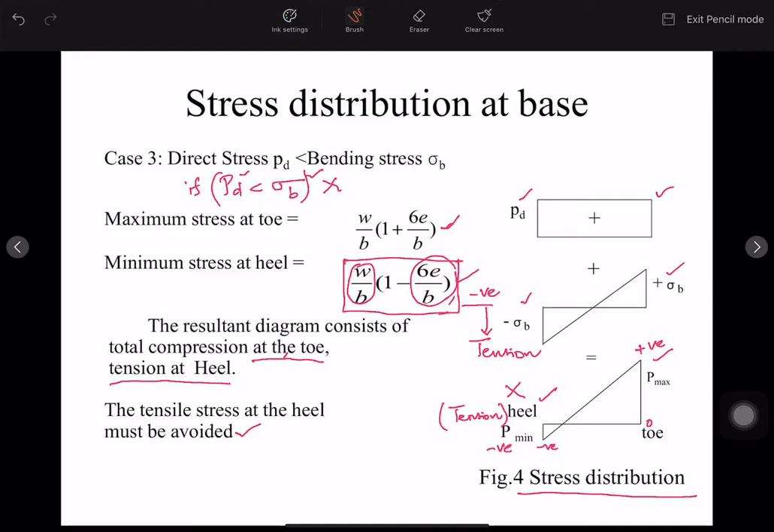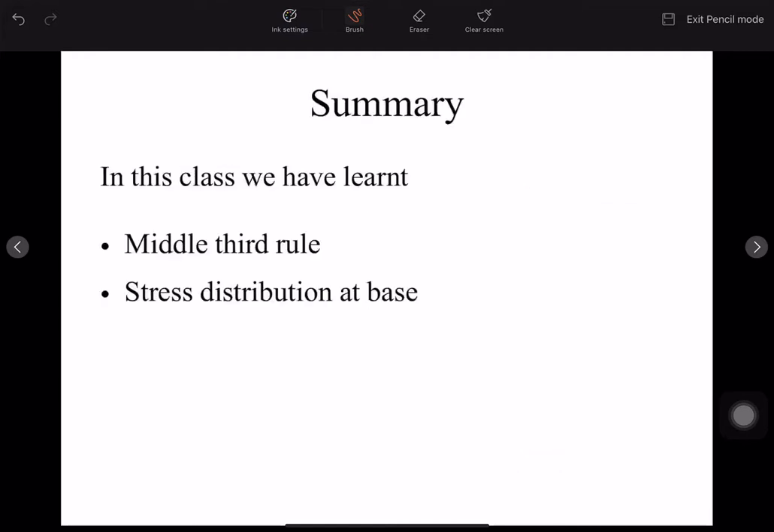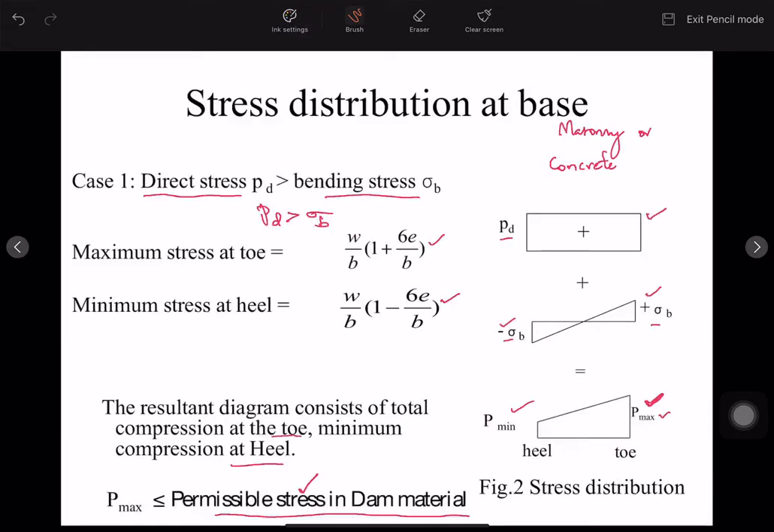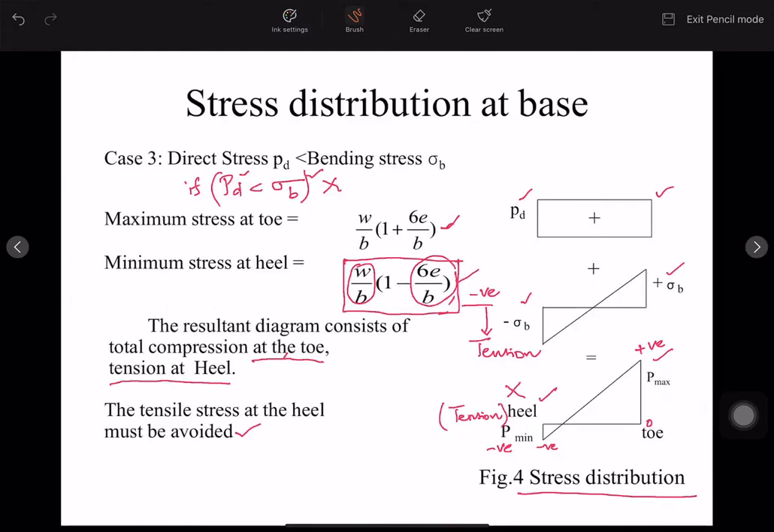So these are the various cases which we have seen in the stress distribution at the base. The first one is PD greater than sigma b. The second one is PD equal to sigma b. And the third one, PD less than sigma b. So these two are okay, but the third case we need to avoid. I mean to say we need to make some changes in the dam structure or the dimensions of the dam so that we can avoid this third case.